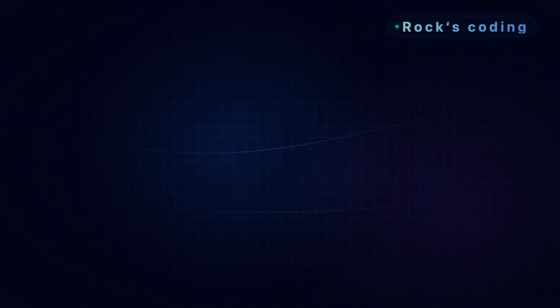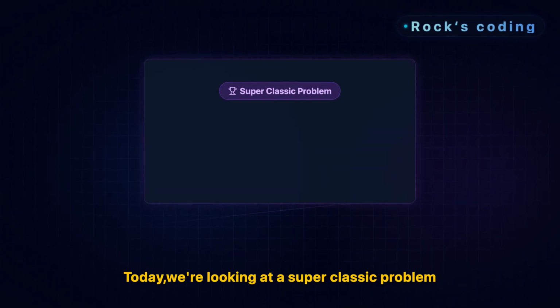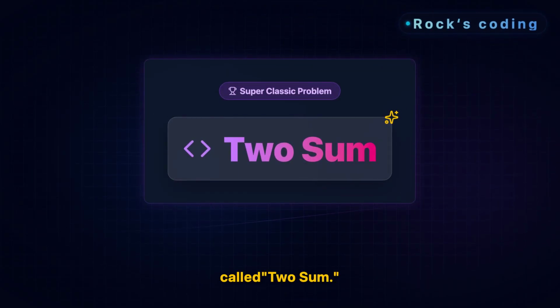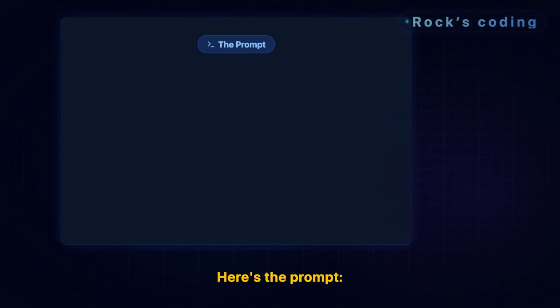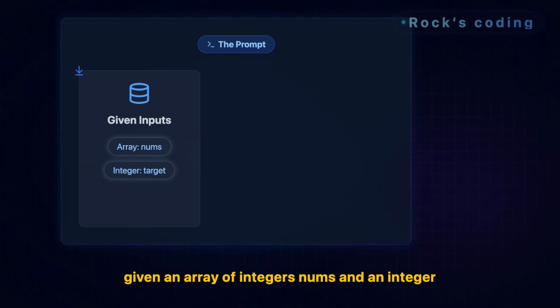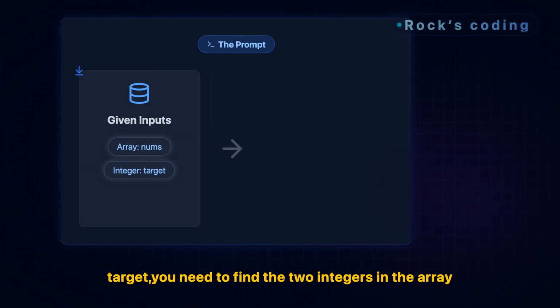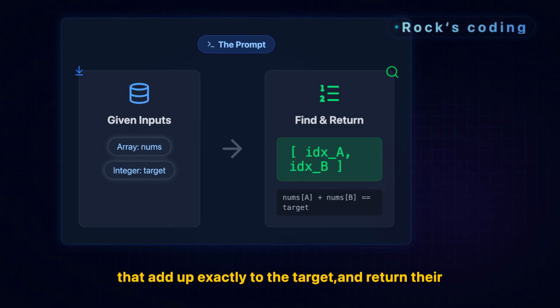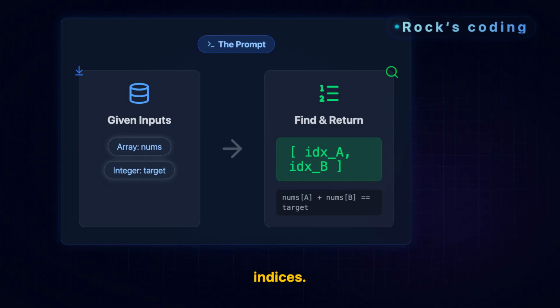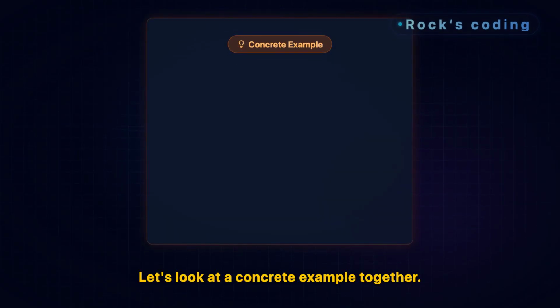Let's get started. Today, we're looking at a super classic problem called Two Sum. Here's the prompt. Given an array of integers nums and an integer target, you need to find the two integers in the array that add up exactly to the target and return their indices. Let's look at a concrete example together.